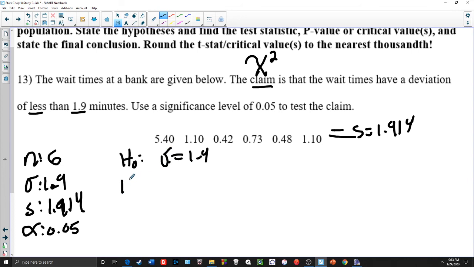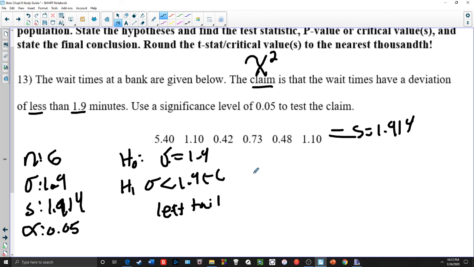H1, deviation of less than 1.9. Okay, well here's my sigma, less than 1.9. So that's my claim. We'll put a little c there. And it's less than, so it's going to be a left tail. Left tail, there we go. Hard to write with the pen, believe it or not.